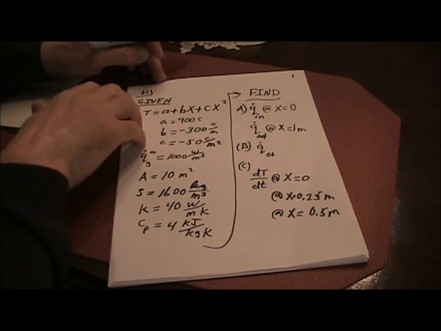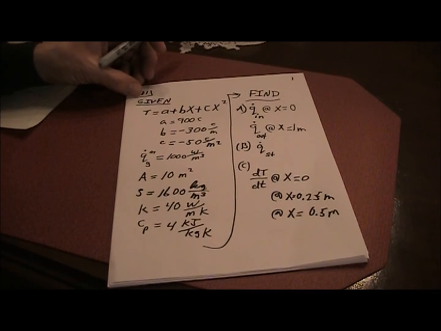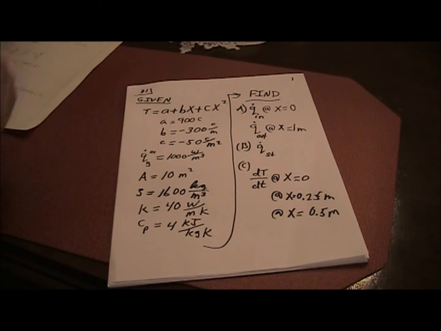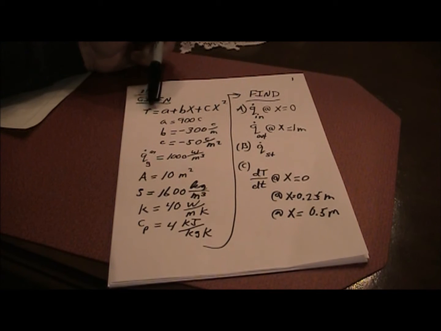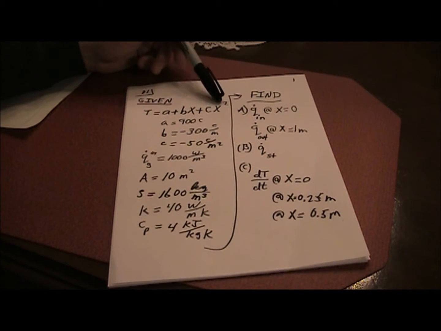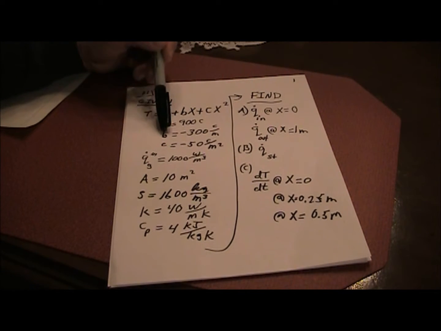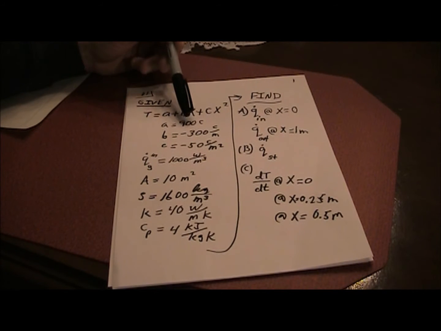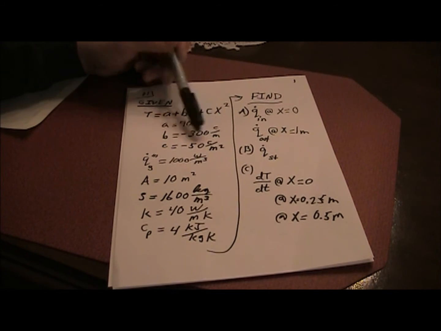Okay, let's work problem D1. In this problem, what we have given is a rectangular wall. The temperature distribution is given by this equation here: T equals A plus Bx plus Cx squared. Now A, B, and C are all constants. A is equal to 900, B is equal to 300 Celsius per meter, and C is equal to minus 50 Celsius per meter squared.